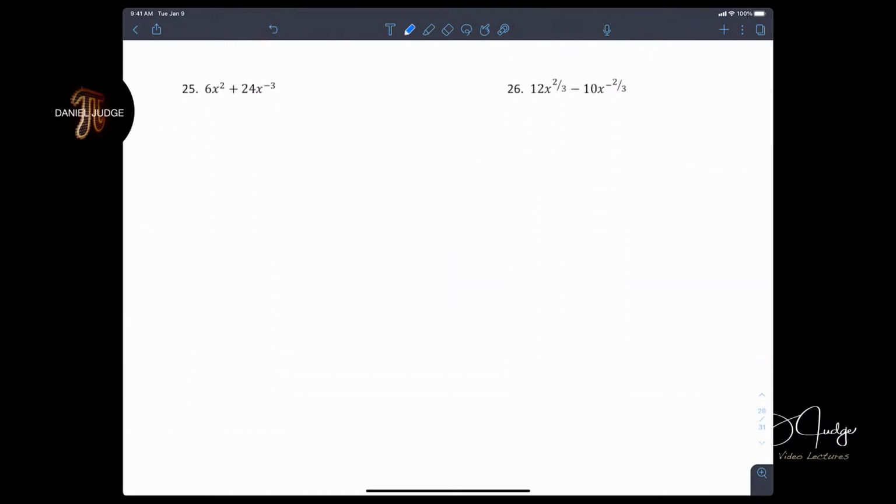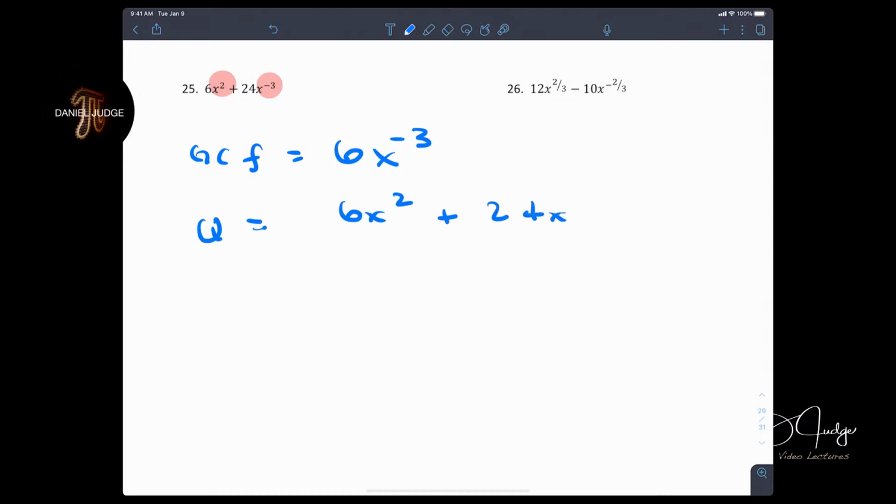Okay, here's the last one. GCF of 6 and 4 is 6. You do the numbers separate from the letters. And then x to the smallest power, comparing the power 2 with a negative 3. Well, that's going to be negative 3. So the quotient's now going to be 6x squared plus 24x to the minus 3 power over the GCF of 6x to the minus 3. So here's the quotient. Okay, here's that GCF. And here's the original expression.